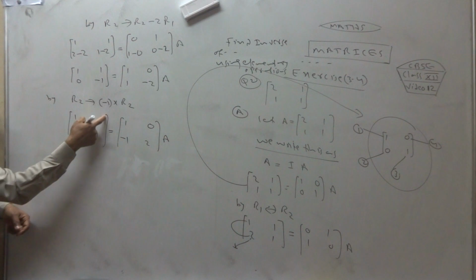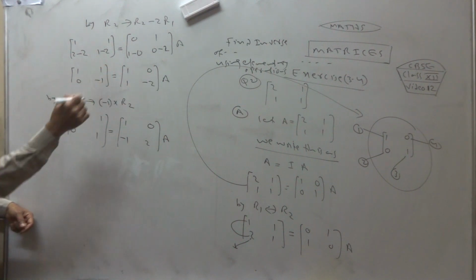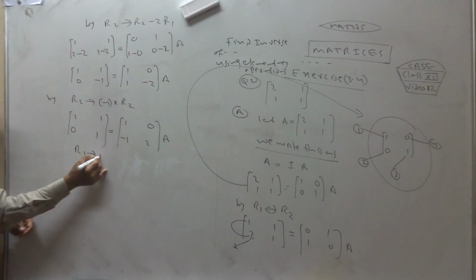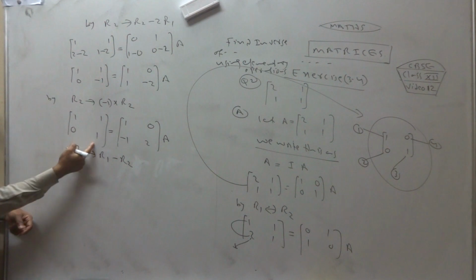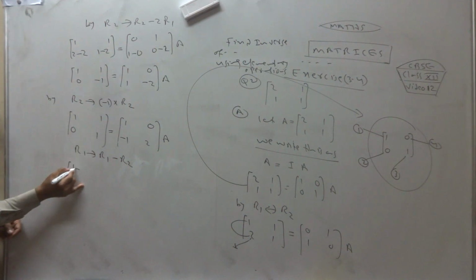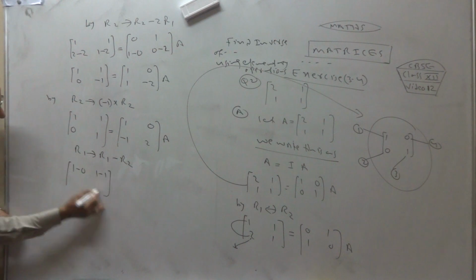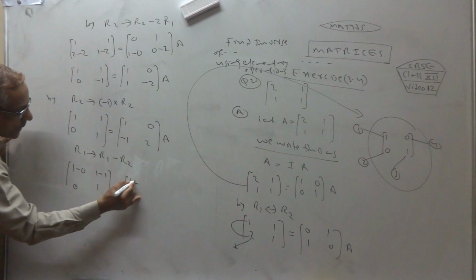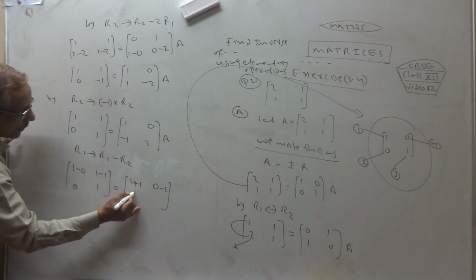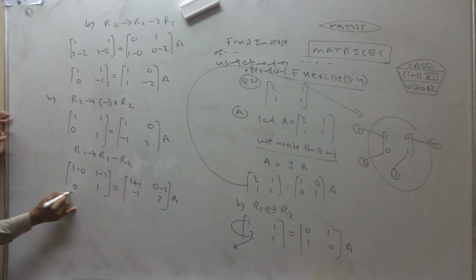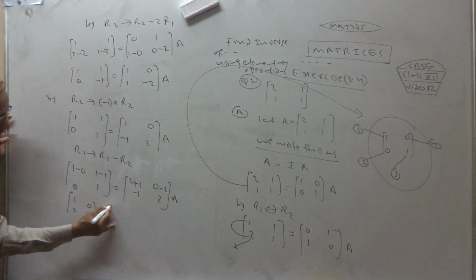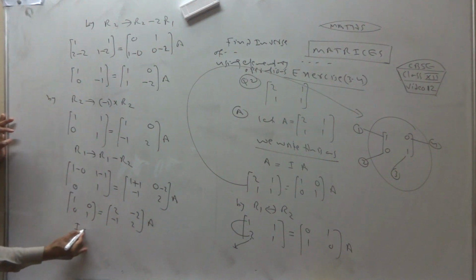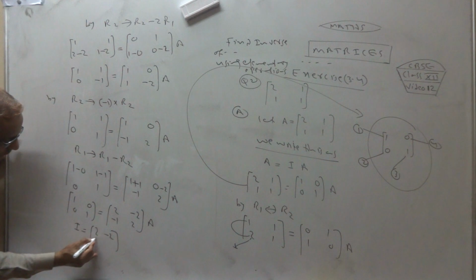Now finally I have to get 0 here. There, you see. 1, 0, 1, 0. How can I get 0 here? 1 minus 1. R1 minus R2. 1 minus 0. 1 minus 1. This is same. 1 minus minus plus 1. 0 minus 2. Yes. So see, I got 1 0 0 1, finished. 2 2 minus 1 2. So this is I. 2 minus 2 minus 1 2.